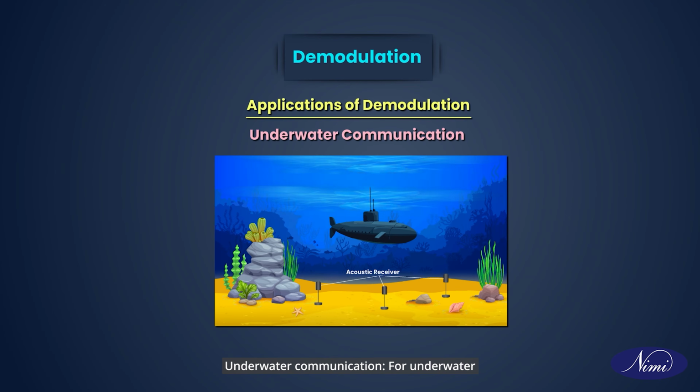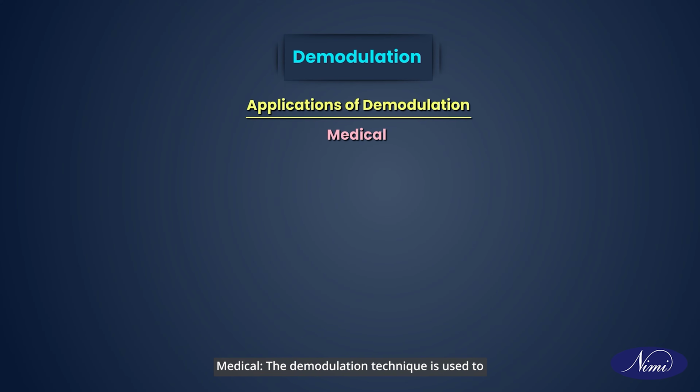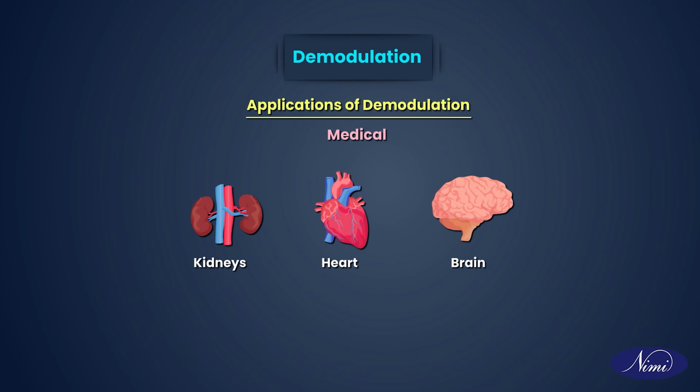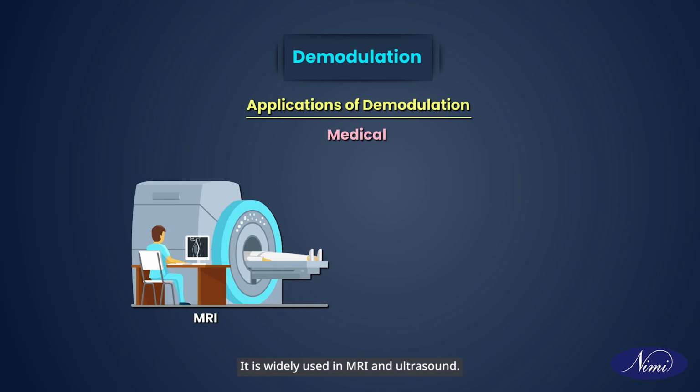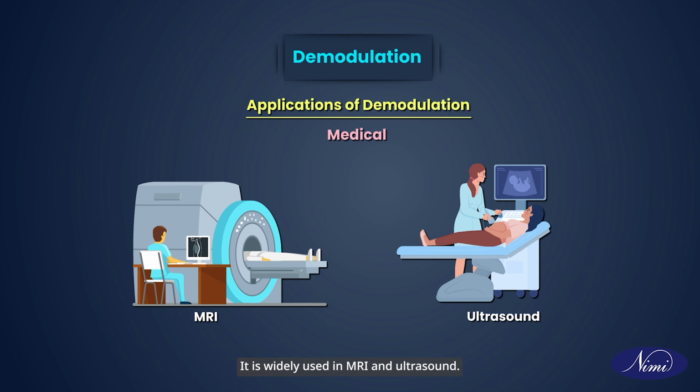Underwater communication. For underwater communication, acoustic signals are used. These signals need to be demodulated to receive the original information coming from the deep sea. Medical. The demodulation technique is used to generate the image of internal organs. It is widely used in MRI and ultrasound.